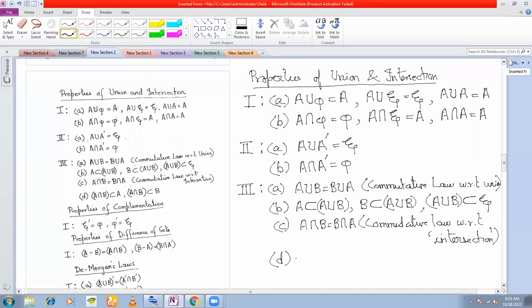With respect to intersection, what are the properties? A intersection B will always be a subset of A. Why? Because A intersection B consists of the elements that are common to A and B. So obviously, all the elements of A intersection B will be in A, because we are taking only the common elements between A and B. And A intersection B will always be a subset of B. Okay. So these properties, remember.